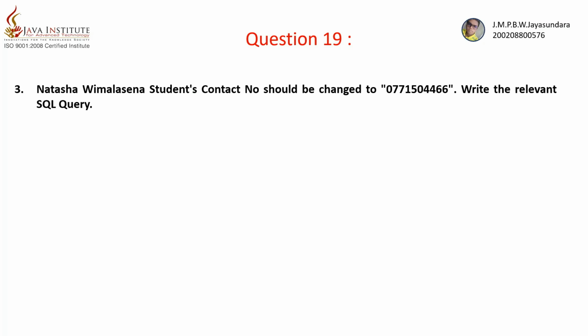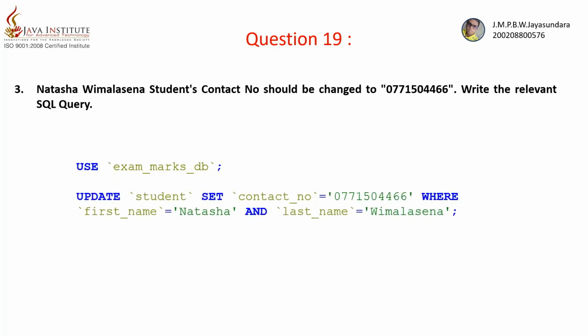Here we have our third question: Natasha Vimalasena student's contact number should be changed to 0771504466. Write the relevant SQL query. First we need to define what database we are using. Then we can use an update query with the condition first name and last name. So in our update query, we have given the new value, and we have used the name as the condition.